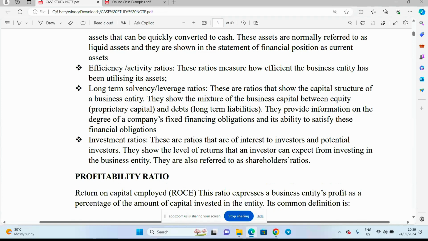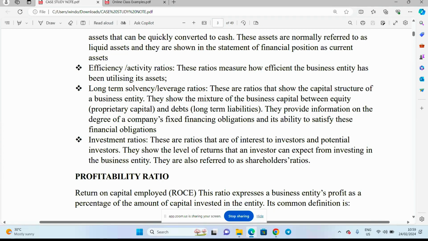Next person, read the efficiency ratio. Hello, can somebody read the efficiency ratio for us? Efficiency/activity ratio. These ratios measure how efficient the business entity has been utilizing its assets. It measures how efficient the business entity has been utilizing its assets. You understand?